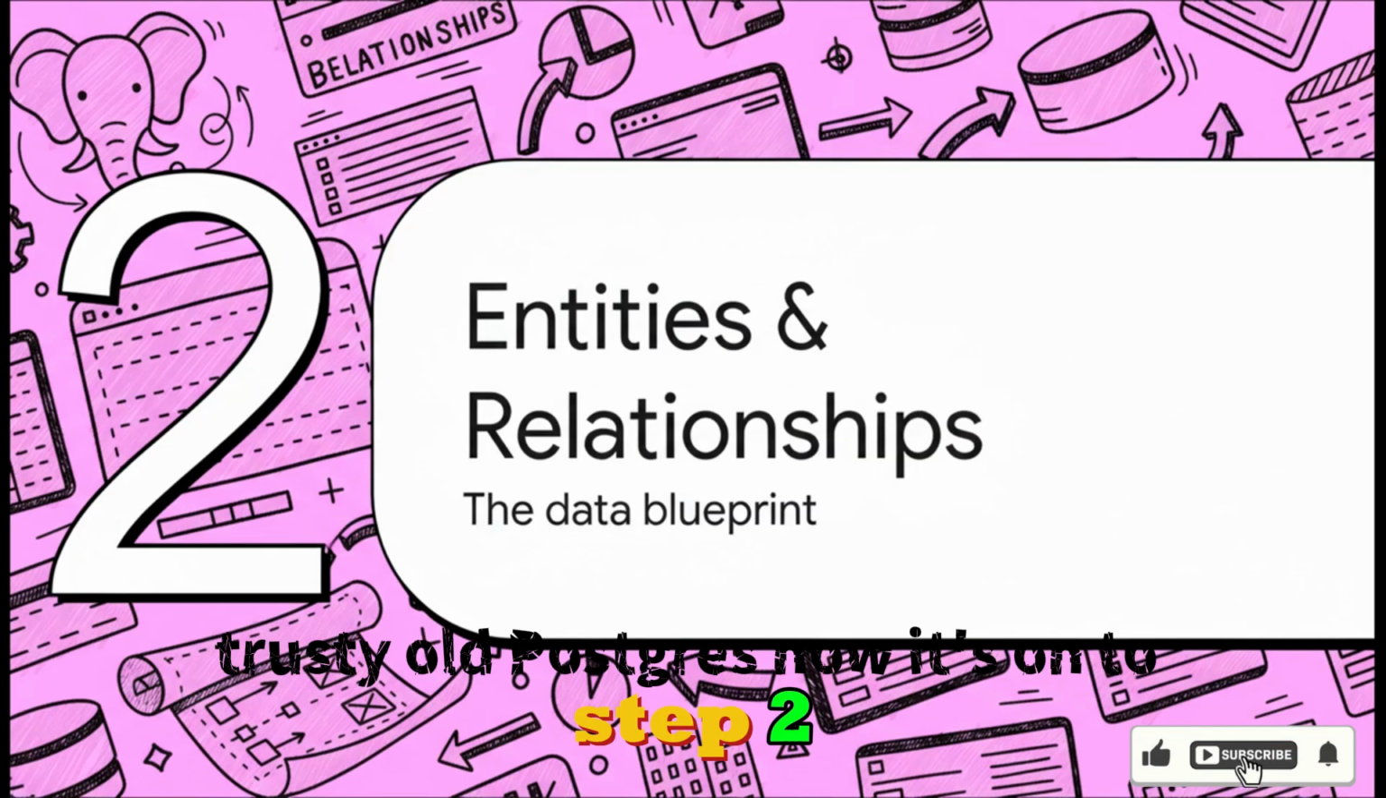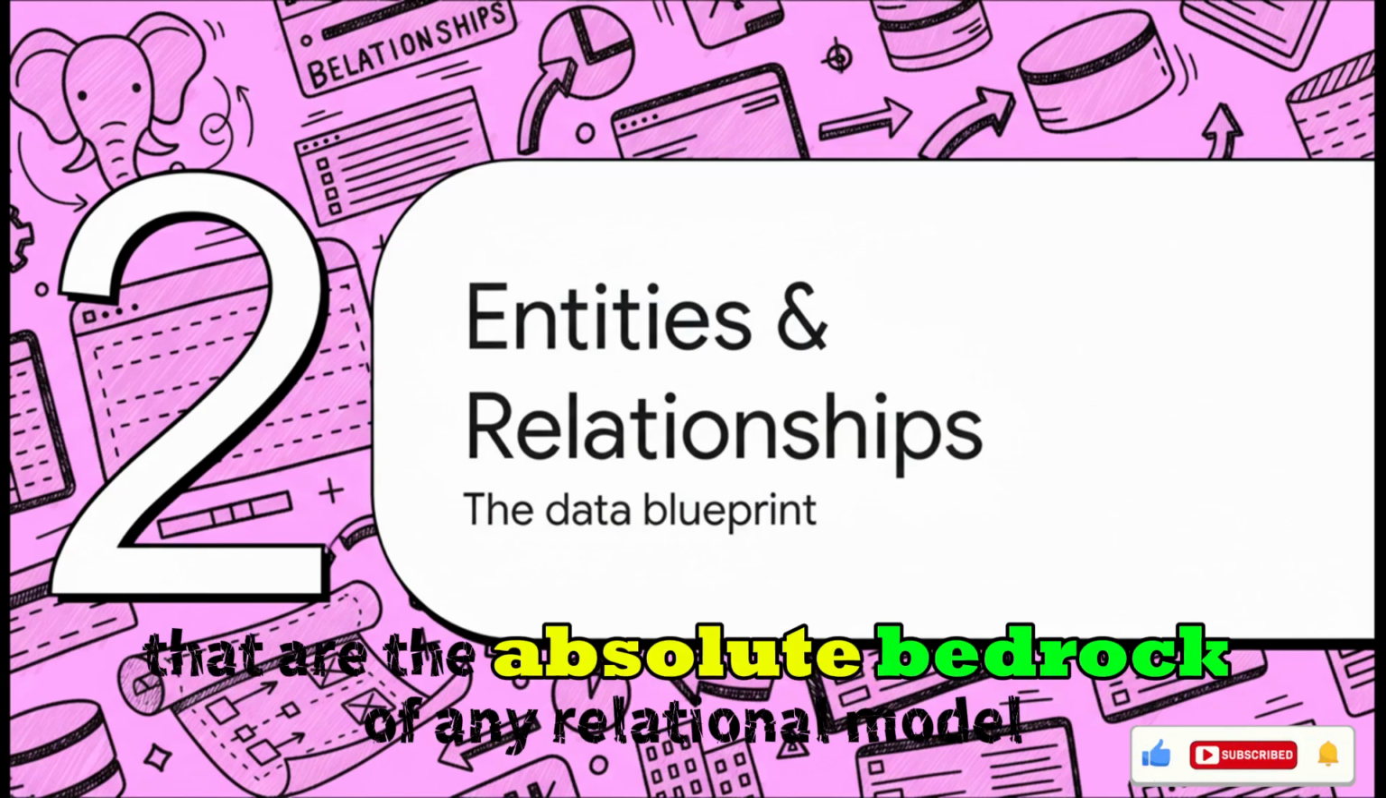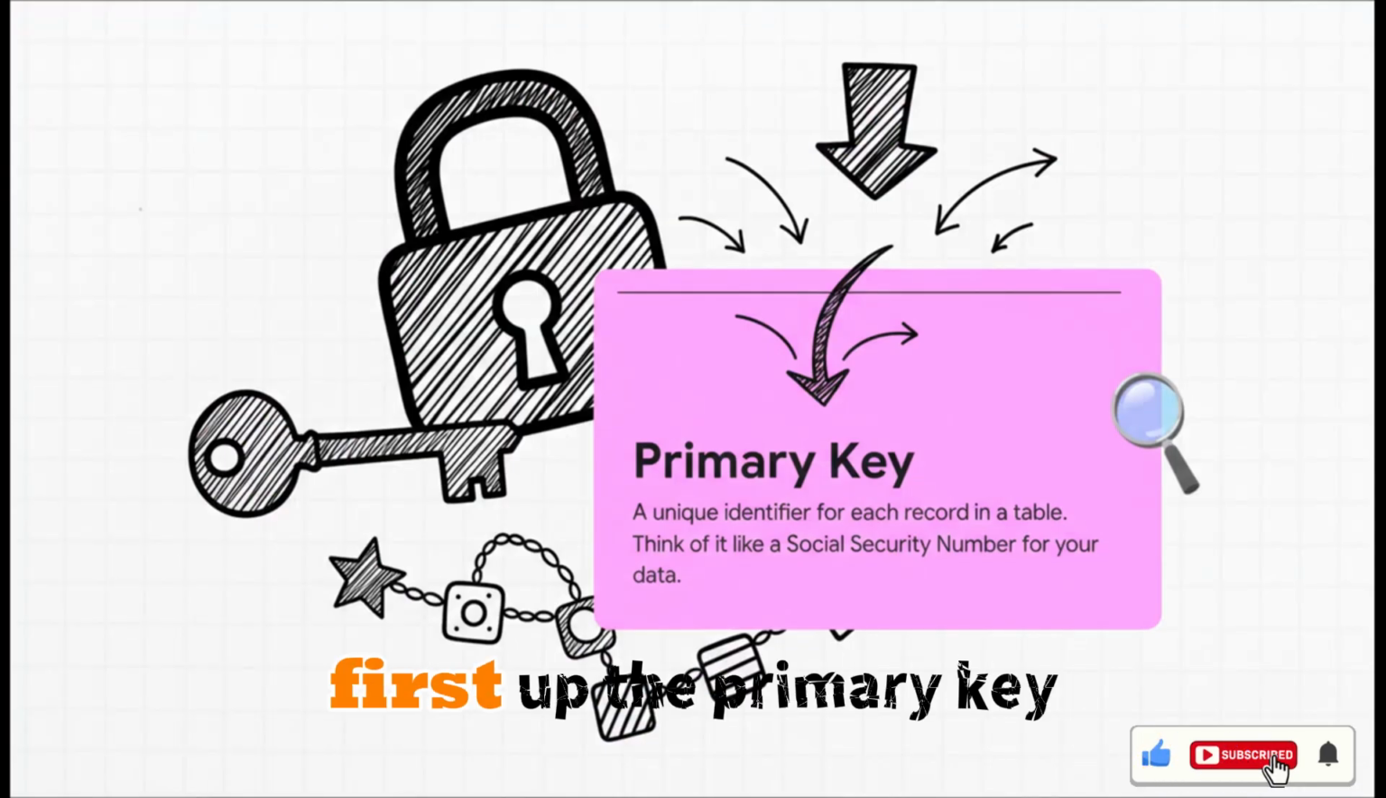All right, so we've picked our database, trusty old Postgres. Now it's on to step two, building the actual blueprint. And this all starts with two concepts that are the absolute bedrock of any relational model. First up, the primary key.